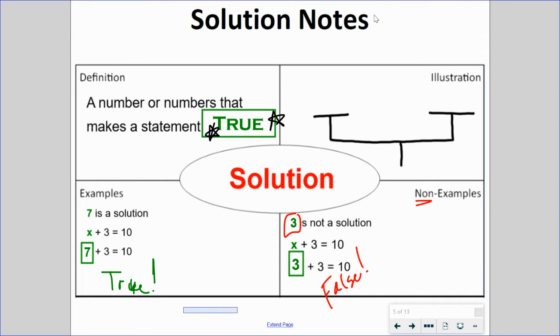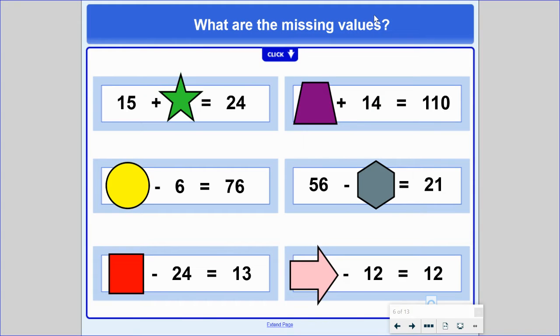All right. So I bet you could pause here and just find what values are the only numbers that will make a statement true. For instance, if I look at that green star, the only thing that's going to make a true statement here is 9. 15 plus 9 equals 24. Put in any other number on the face of the planet, it ain't gonna work. How about the top right trapezoid? Well, if we're gonna make a true statement here, the solution must be 96.